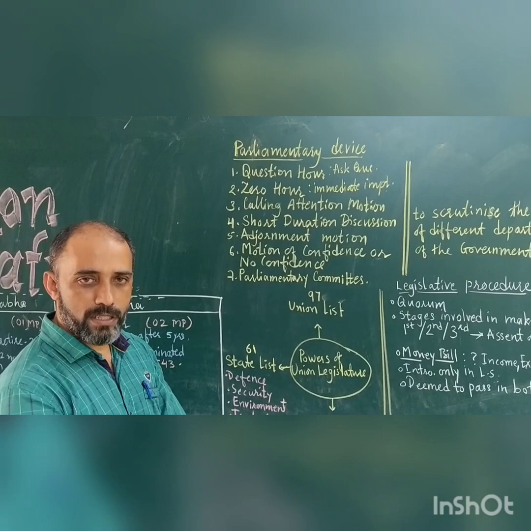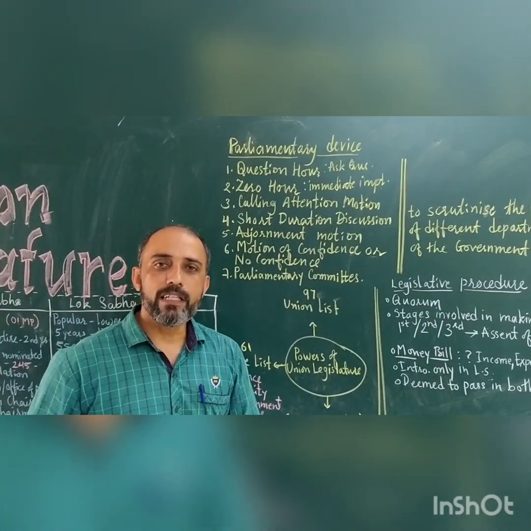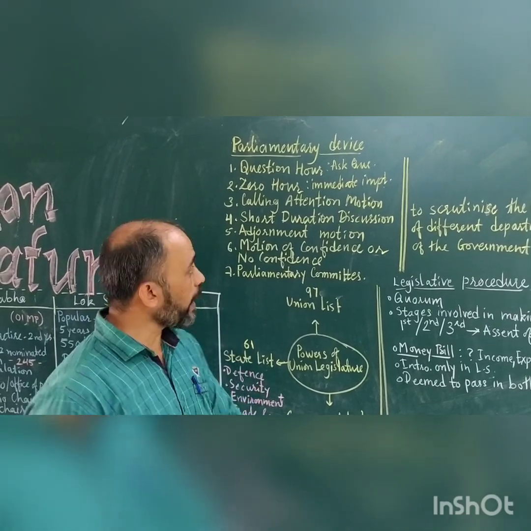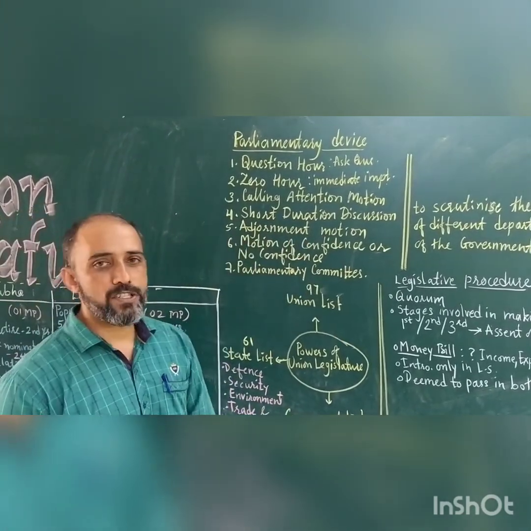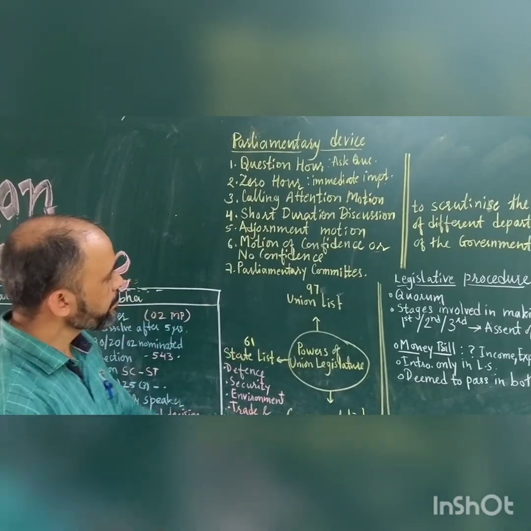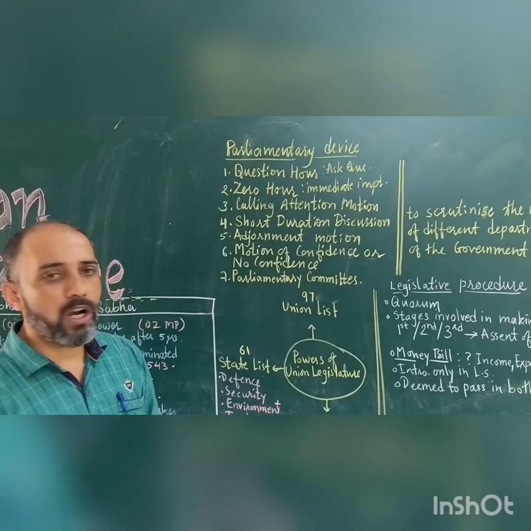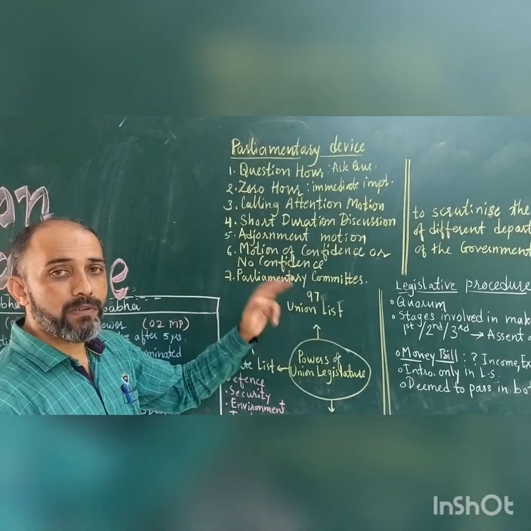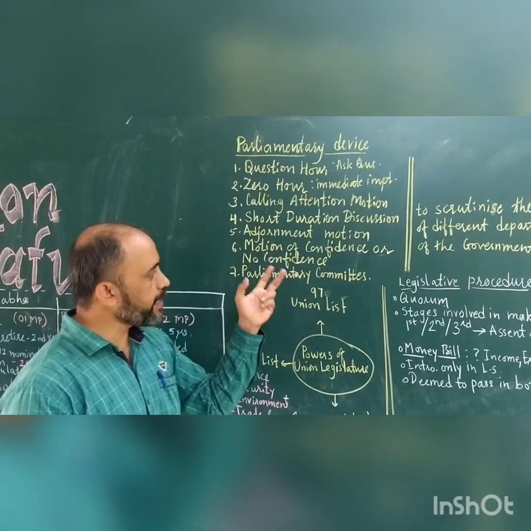Calling attention motion. If there is an important topic like COVID-19 or any other issue, then the calling attention motion can be called. A short discussion is also held. Then there is an adjournment motion. There is a motion of confidence or no confidence. This can be moved by the government or the opposition party, and it can be won or defeated by either.